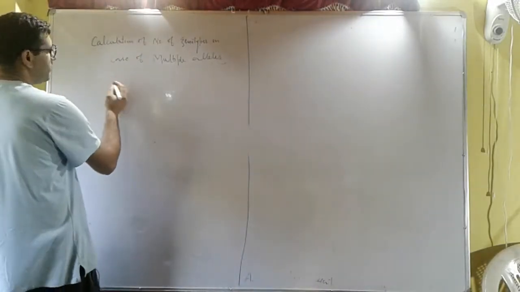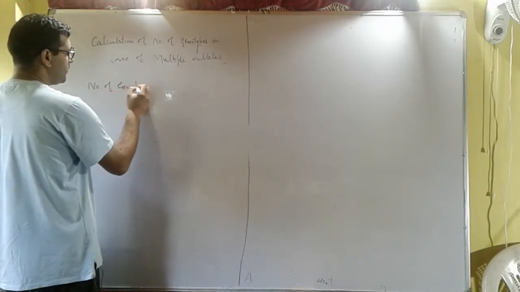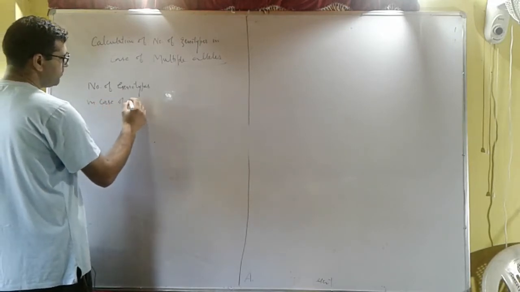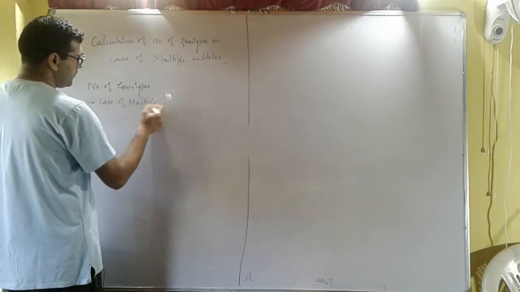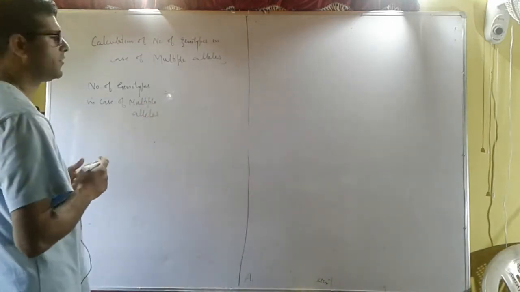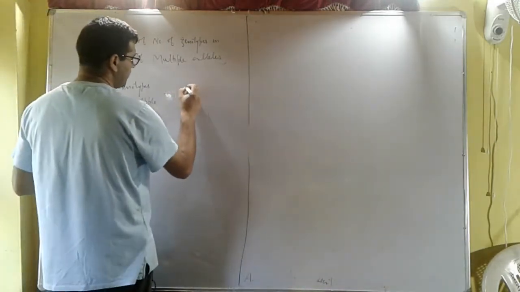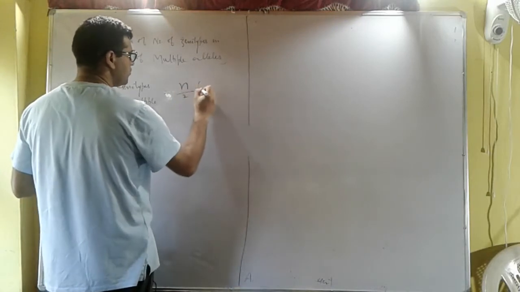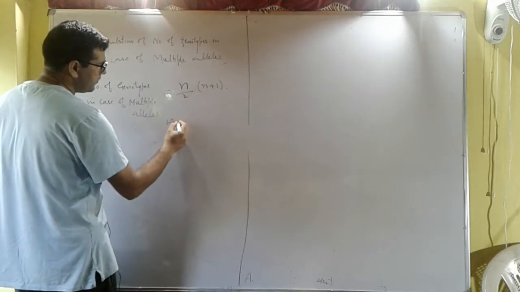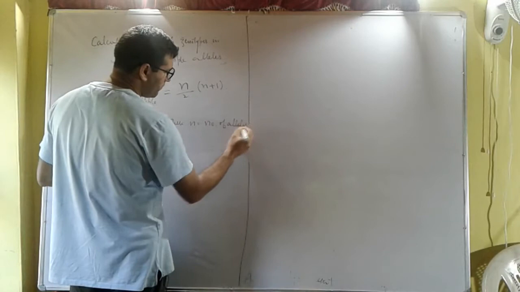We have a formula for the number of genotypes in case of multiple alleles. How can we calculate the number of genotypes in case of multiple alleles? We know that the number of genotypes is n divided by 2 into n plus 1, where n is the number of alleles of a gene.